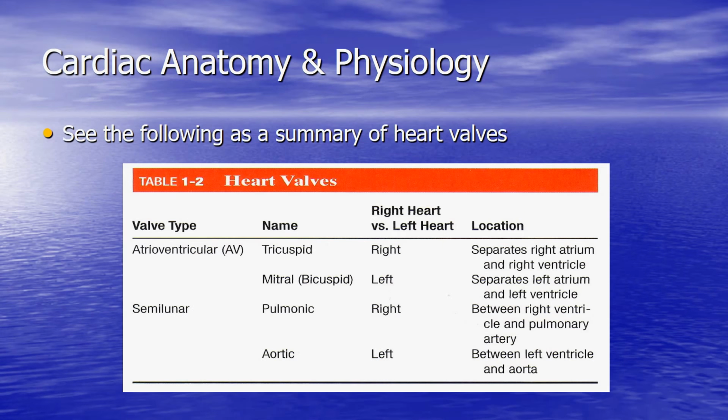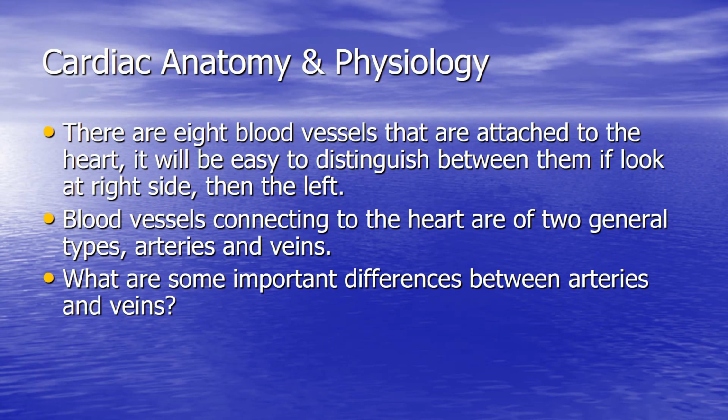Again, I like to present material to you in different forms and different formats to facilitate learning from different learning styles. So here it is in a tabular format. The AV valves, of course, are the tricuspid and the mitral valve, and the locations, and the semilunar valves are the pulmonic and aortic valves, and also their locations are listed here. There are 8 blood vessels that are attached to the heart, and if we divide them up into arteries and veins, that might help. It's less complicated than it first seems.